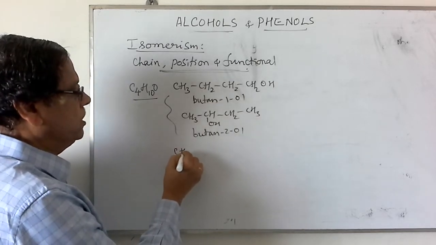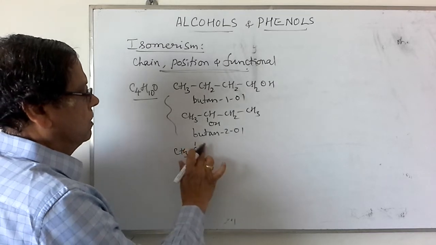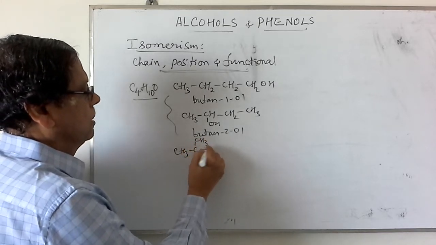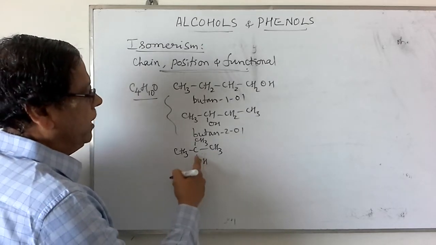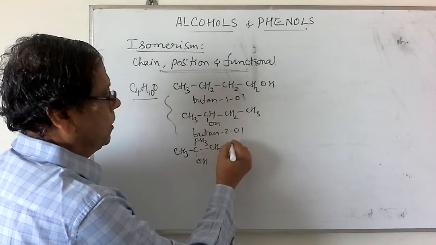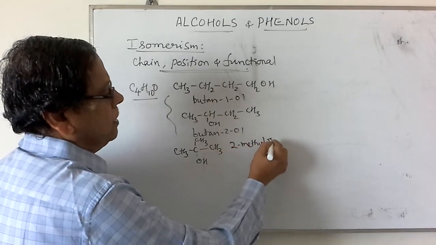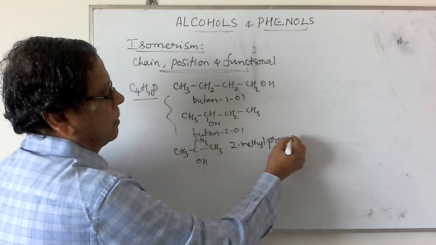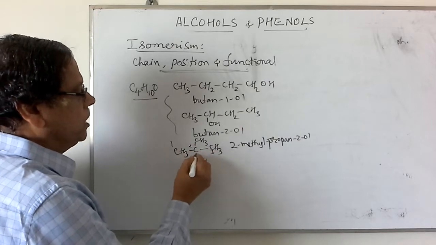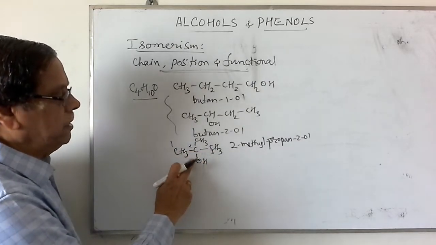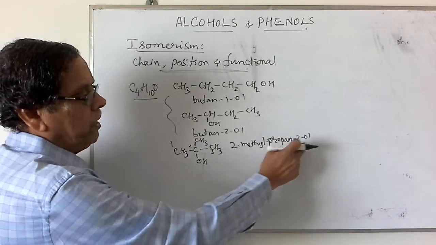Then the third one is CH3, CHOH, CH3, CH3. This is actually 2-methylpropan-2-ol. If you number from any one end, it gives the second position to the carbon carrying the OH group as well as CH3. So it is 2-methylpropan-2-ol.